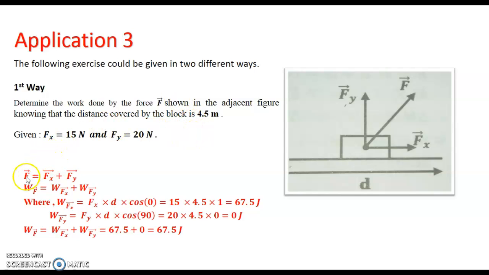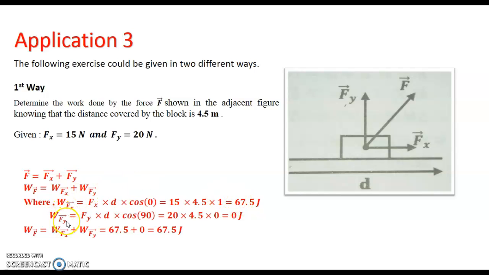So F is usually expressed as Fx vector plus Fy vector. So the work of F is the work done by the x component plus the work done by the y component. Work done by the x component is Fx times d times cosine 0, because the angle is 0 between Fx and the d vector, as they are parallel and in the same direction. So 15 times 4.5 times 1, since cosine 0 is 1, equals 67.5 joules.